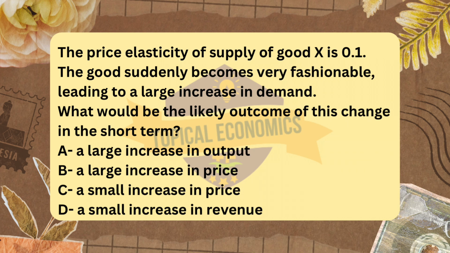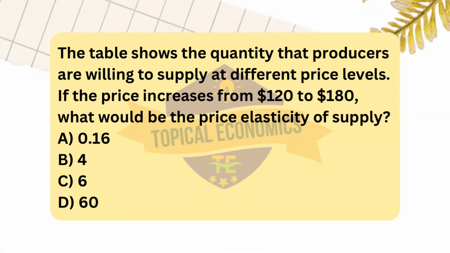This typically results in a large increase in price. Since supply cannot increase much in the short run, the increased demand will push the price up significantly. In this context, the most likely outcome in the short term is Option B, a large increase in price. There would likely be a noticeable price spike due to the inelastic nature of supply and a sudden increase in demand, but output would not increase substantially. Moving to the 9th question.